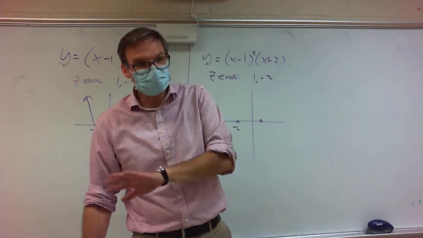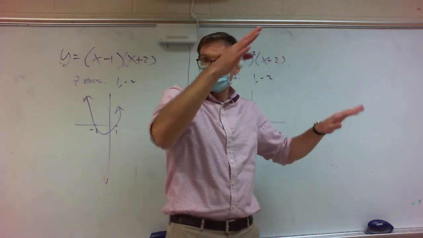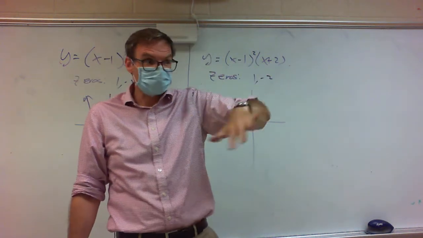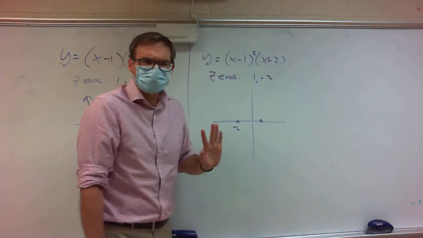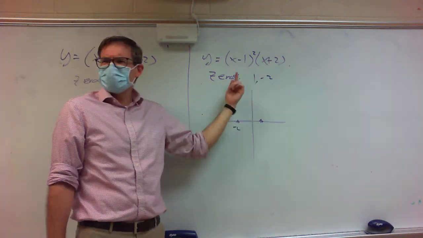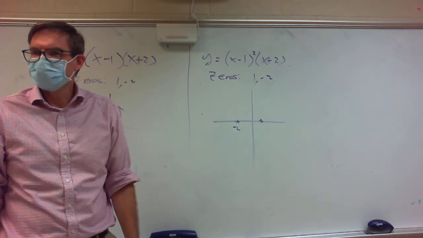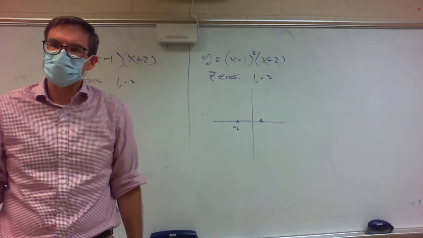Remember, x cubed did the S thing, so it starts here and does this, right? That's what an x cubed graph looks like. So we know an x cubed graph does this. Now, are all zeros created equal? In this case, are all the zeros the same level of importance?